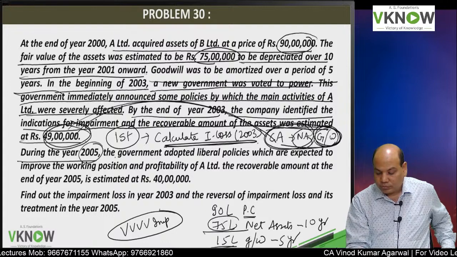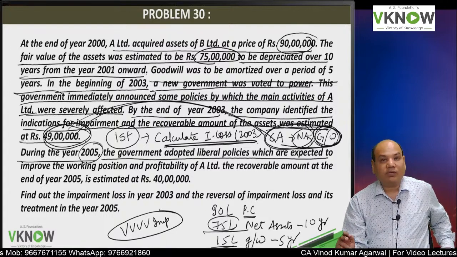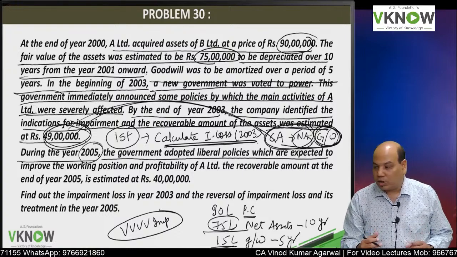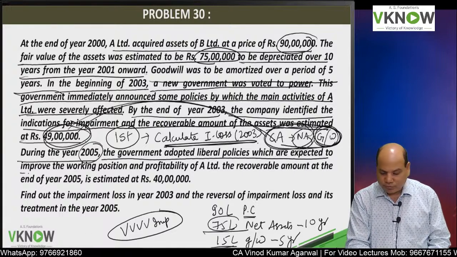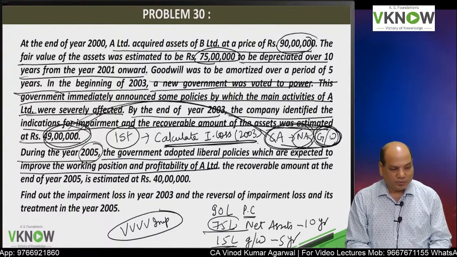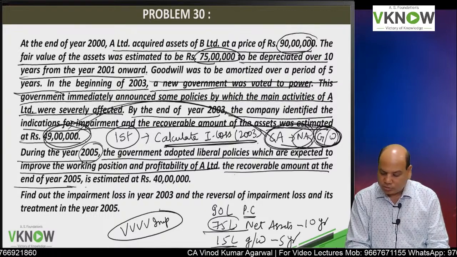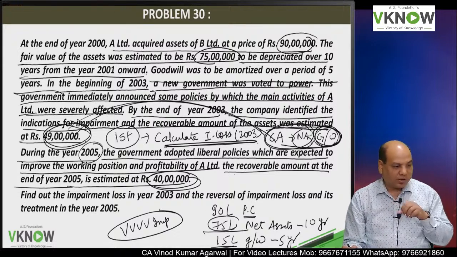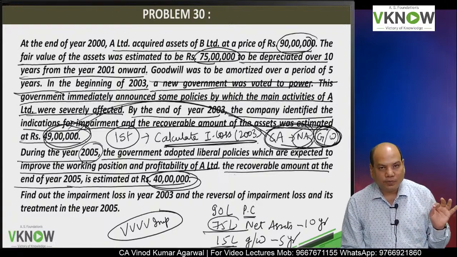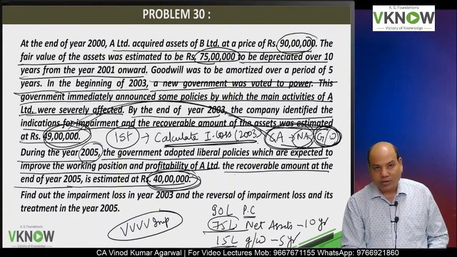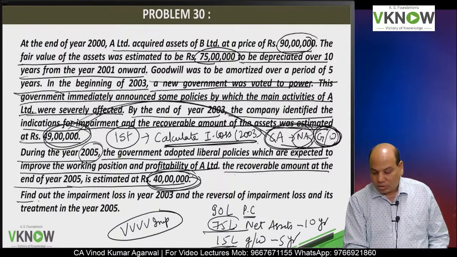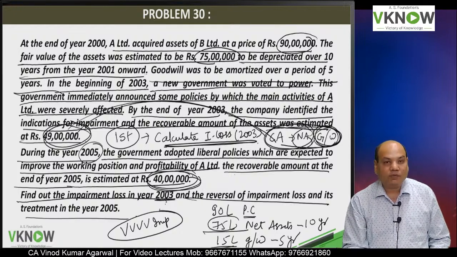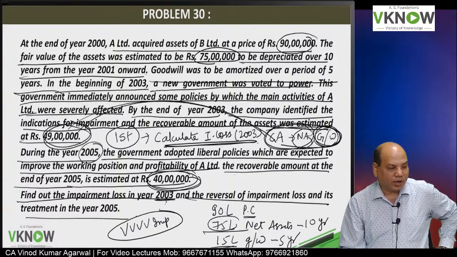Now what will you do? You got an indication of reversal of impairment. A new government came to power. It had adopted liberal policies which are expected to improve the working position and profitability of A Limited. The recoverable amount at the end of the year 2005 is 40 lakh. So once you got the indication that there might be improvement, you found that recoverable amount is 40 lakh. Question would be now, how much is the impairment loss in year 2003 and how much will be the reversal of impairment loss in the year 2005?